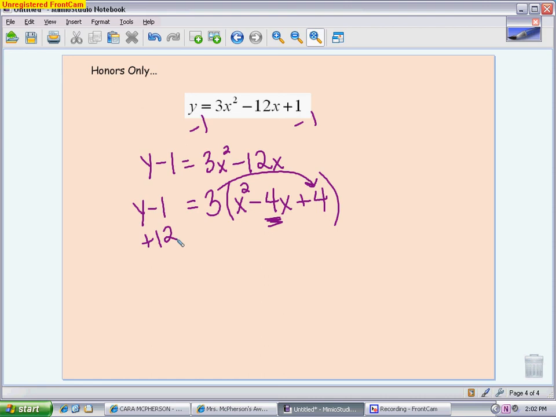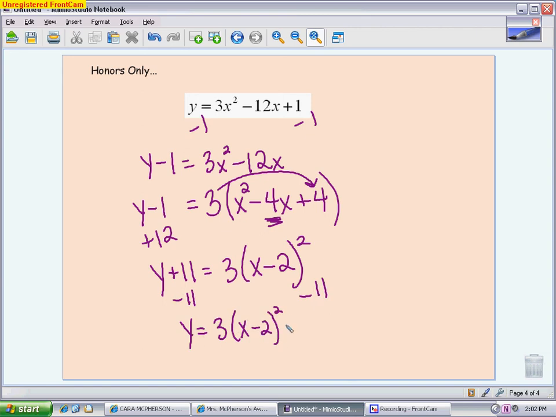So now I have y plus 11 equals 3 times x minus 2 squared. So again, I'm writing it as my binomial squared. Put the 11 back on the other side. Again, tell me my vertex. My vertex is 2, negative 11. This is one thing that students tend to forget, is they forget to write the vertex. They've done all this work and then they forget to write what the actual answer means. So make sure you take the time to do that.